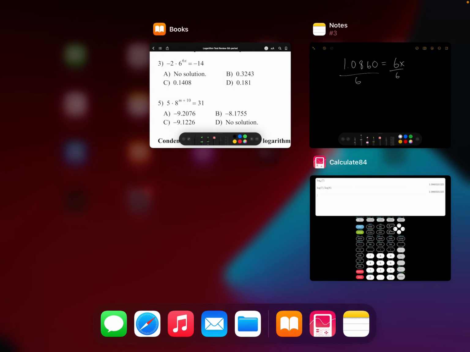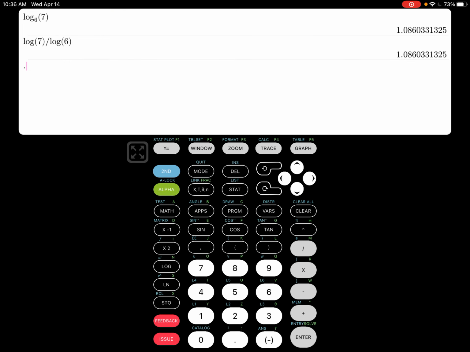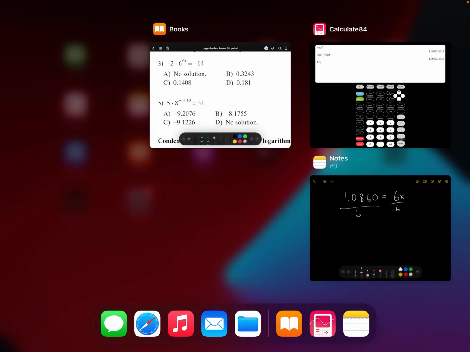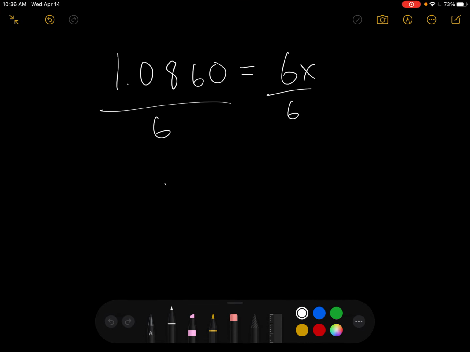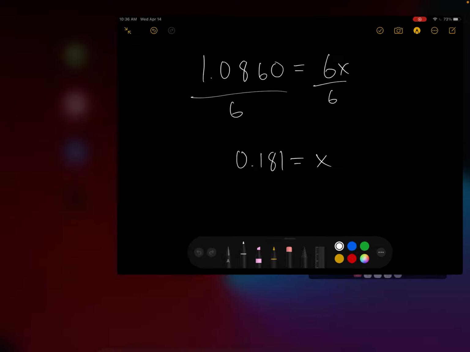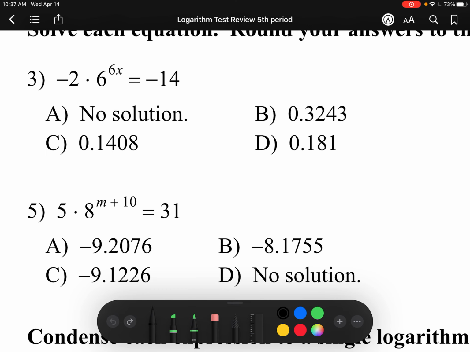And you're going to go to your graphing calculator. You can type 1.0860, and you're going to divide that by 6, and you get 0.181. 0.181 is equal to x, right? And if you go back to your test, that is option D.